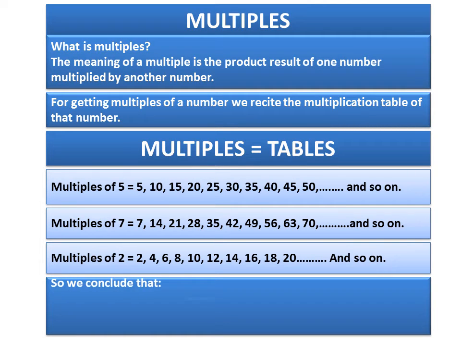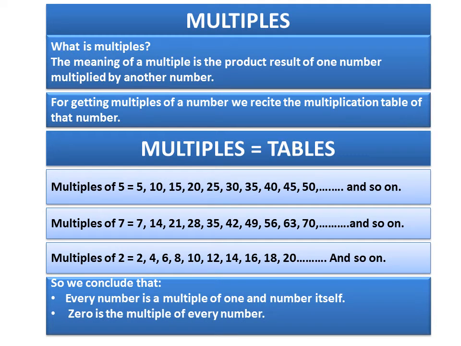So we conclude that every number is a multiple of 1 and of the number itself, and 0 is a multiple of every number, because any digit multiplied by 0, the answer is always 0. Hope you understand multiples.